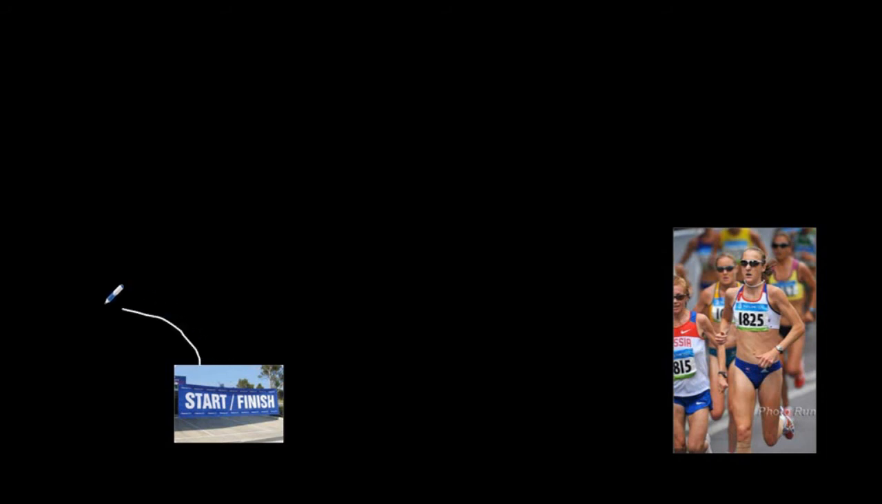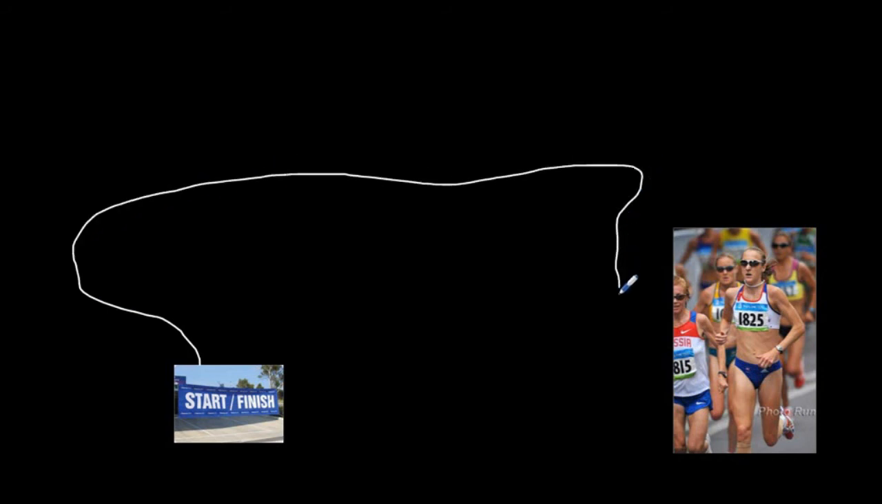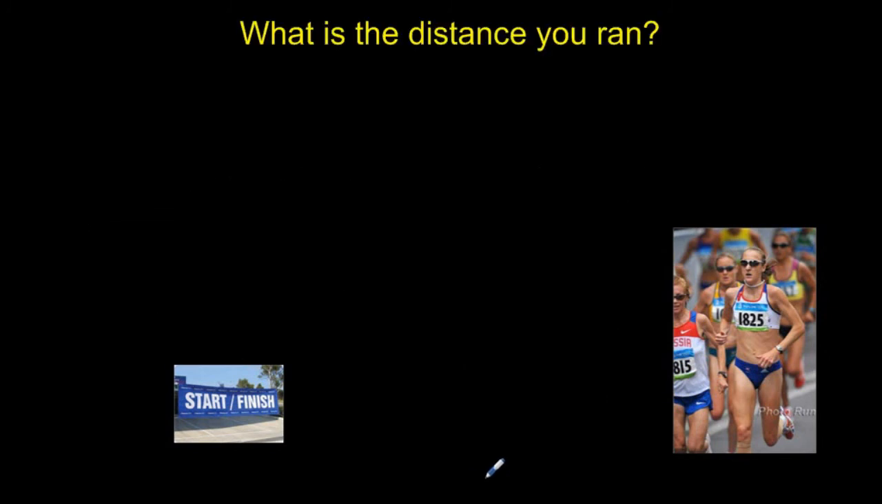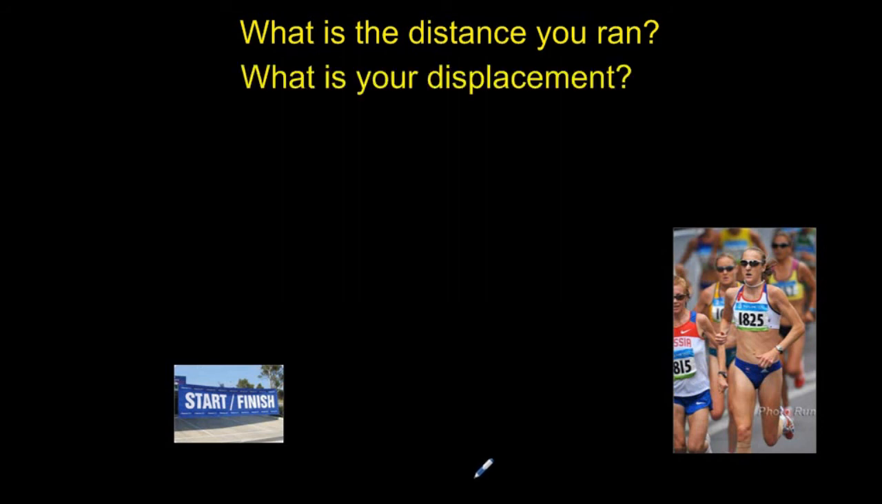You start running. You run around town. You go down this way. You go down this way. You run around City Hall. You come down here around the school. And you finally come back and you finish your race. So the question is, what is the distance you ran? And what is your displacement?